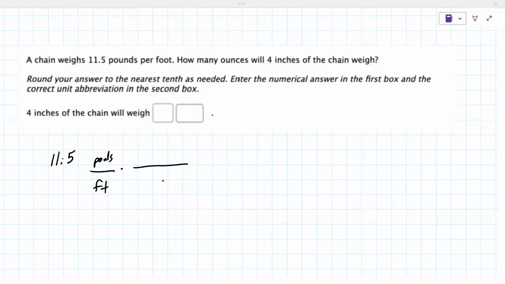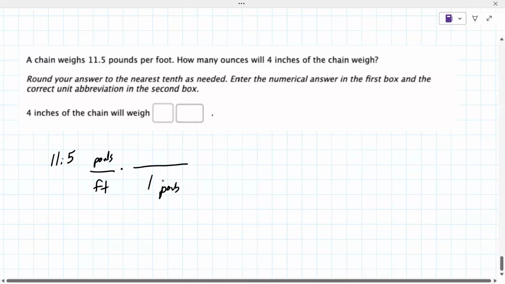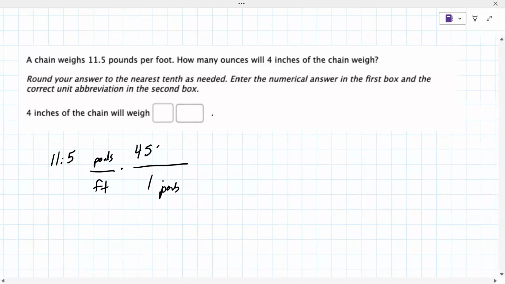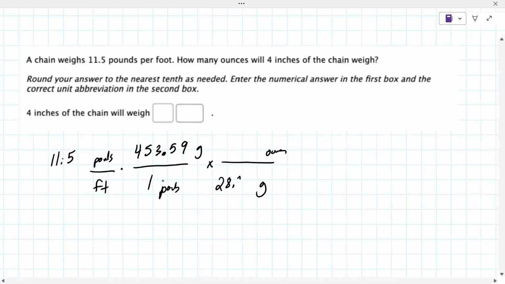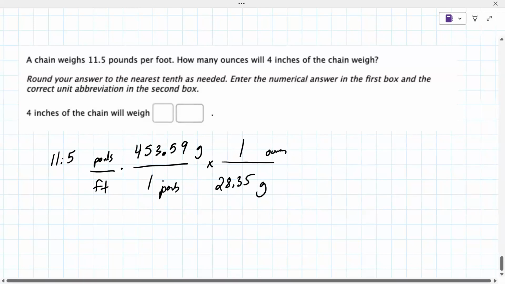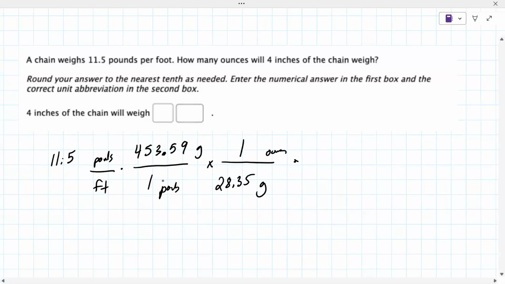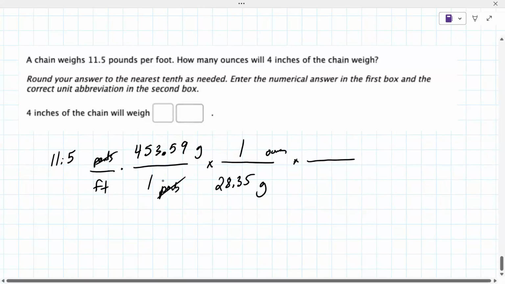So we can say 1 pound is 453.59 grams. And then we know that to go from grams to ounces, there are 28.35 grams in 1 ounce. And then we can see that pounds cancel with pounds and grams cancel with grams. So we know that there are, how many ounces? So we got the ounces part.